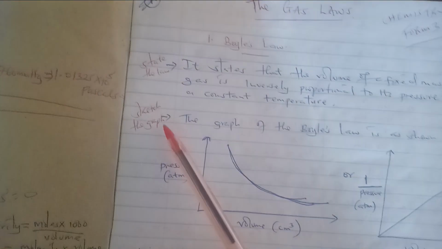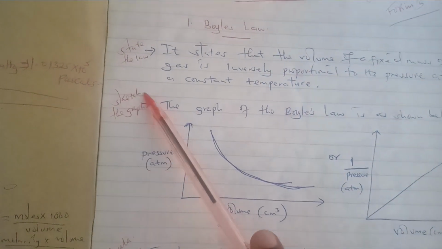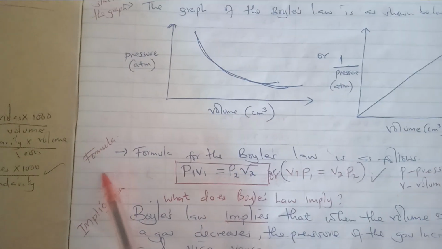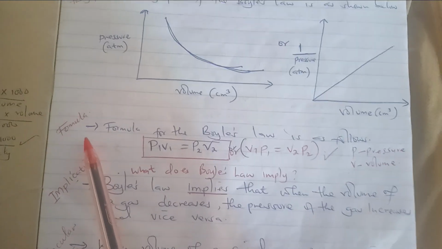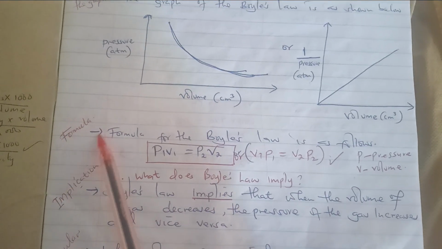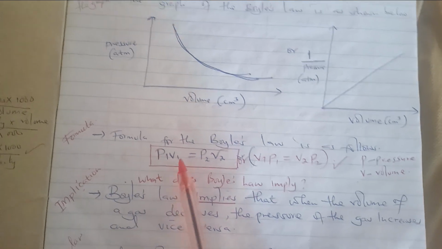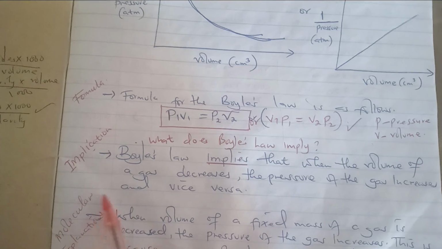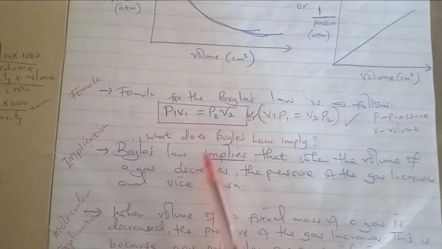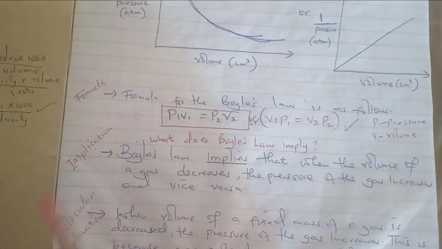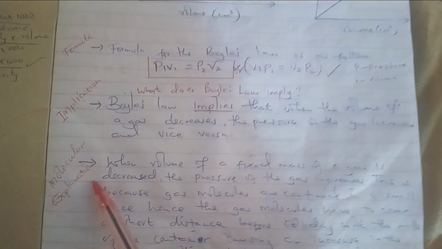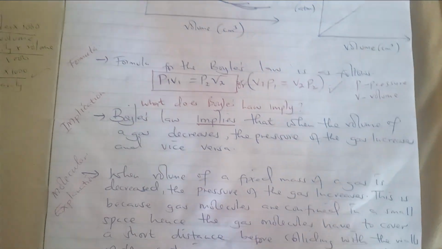Next, very important, is how to sketch the graph. How does the graph of Boyle's law look like? Another important part is the formula of the gas law, the mathematical expression of Boyle's law. Then another very important part is implication. When you are told, what does this Boyle's law imply? Implication of Boyle's law. Then another one is the molecular explanation of Boyle's law.